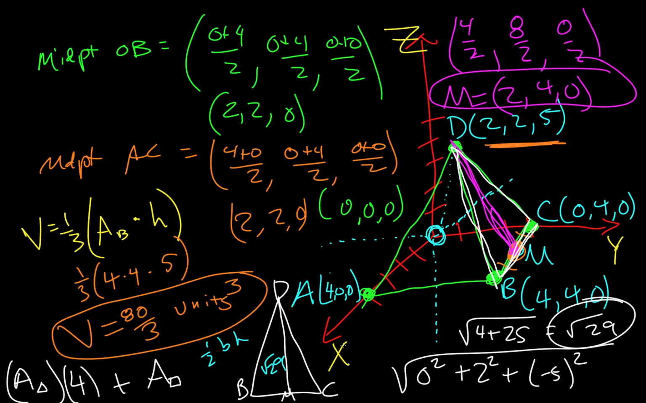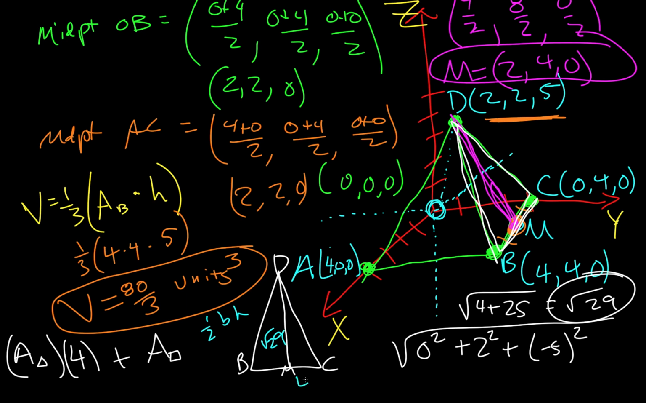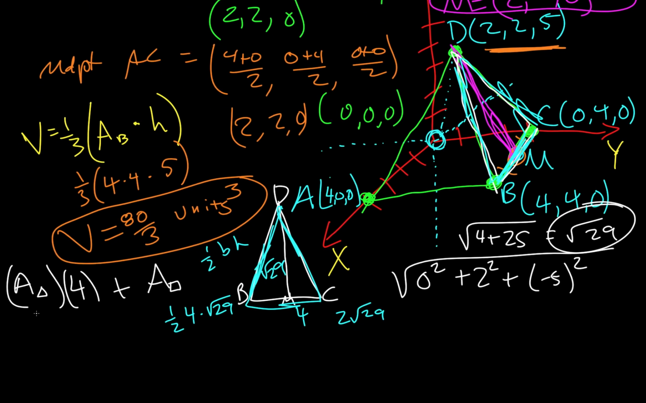And the base right here, oh, the whole base is one of the sides of the square. Okay, so that's 4. And so we just have to do 1/2 times 4 times square root of 29. This will reduce to just 2 square root of 29. So the area of one of these triangles is 2 root 29. So that's going to fill in right here.